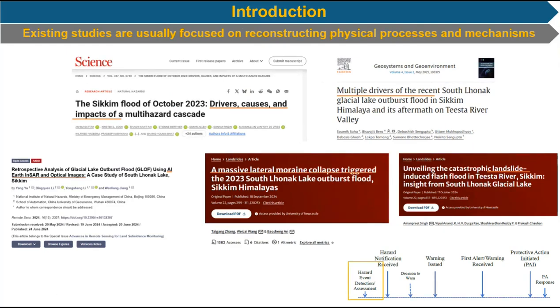But existing studies usually focus on reconstructing the physical processes and mechanisms. For example, these are some of the studies published after the catastrophic Sikkim flood of October 2023, which killed around 70 people. Sorry, I can't remember the stats clearly. If you go through these studies, they are mostly concerned with reconstructing physical processes or constraining drivers or causes of the flood. But that is actually just one component of this time phase model of any hazardous event, that is hazard event detection or assessment.